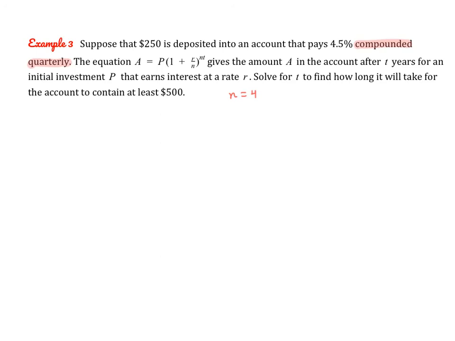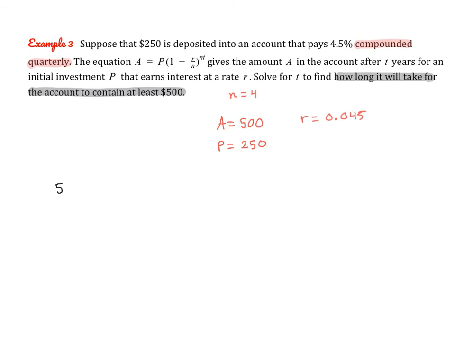So they're asking us to solve for t to find how long it will take for the account to contain at least $500. So we're solving for t, and then A will be 500 because that was the amount that we're trying to reach. Our principal, our initial amount is 250, and our interest rate, 4.5% written as a decimal, is 0.045. So let's substitute those values.